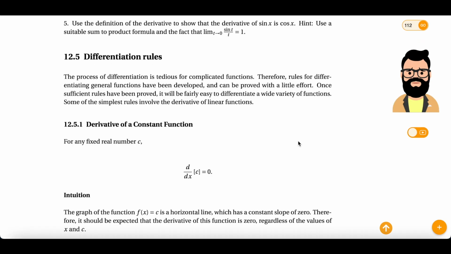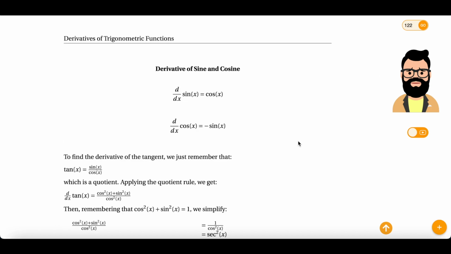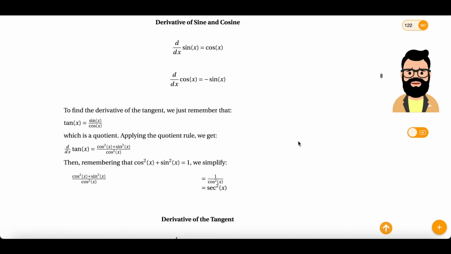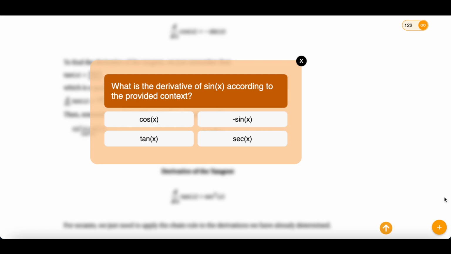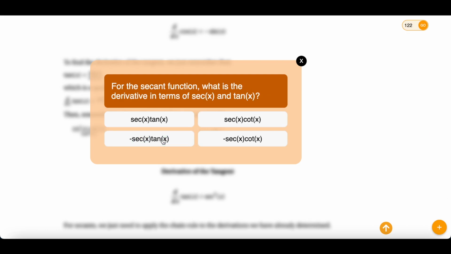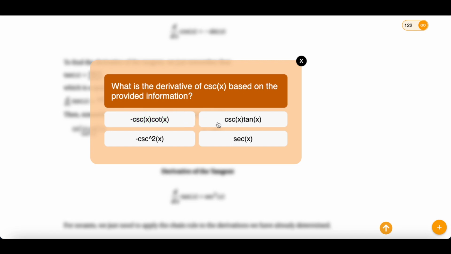What is the derivative of 10x? The derivative of tan x is sec squared x. Okay, so you can also generate the MCQs based on the context of the page. Okay, so if the answer is correct, it will be indicated in green color. And if the answer is wrong, it will be indicated in red color.